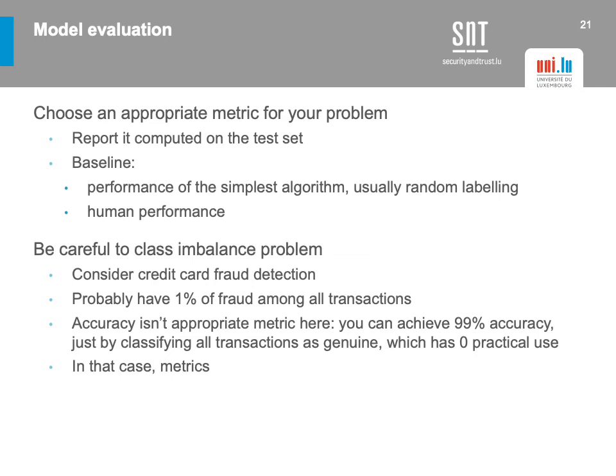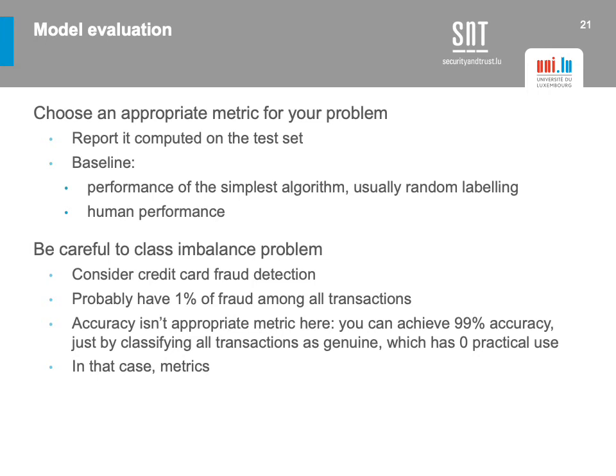Class imbalance is a problem when you do not have the same number of examples in one class and in the other. Consider, for example, credit card fraud detection. You have some transactions made with credit cards, and you want to detect fraud. Hopefully you don't have the same amount of fraud as real transactions. What you can generally expect is something like 1%, for example, of fraud among all transactions.